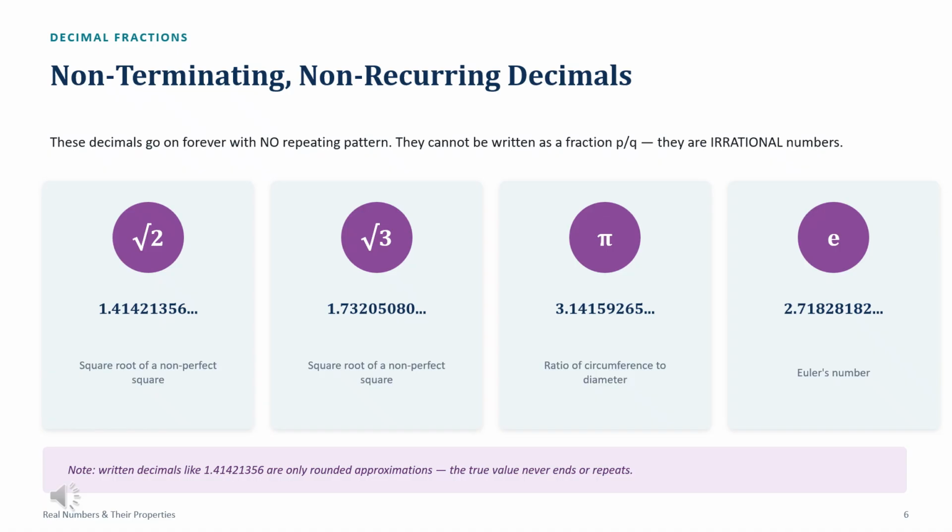Now for the third type. These decimals go on forever with no repeating pattern at all, which means they cannot be written as a fraction. They're irrational numbers. Classic examples include the square root of 2, which is approximately 1.41421356, the square root of 3, pi approximately 3.14159, and Euler's number e approximately 2.71828. Keep in mind, these written decimals are only rounded approximations. The true values never end and never repeat.